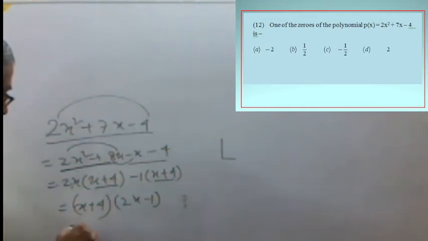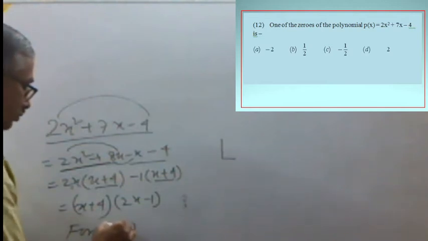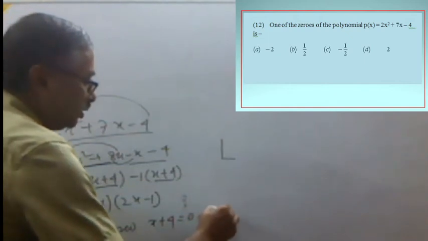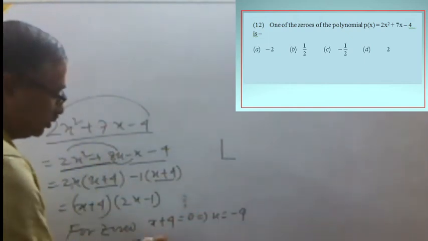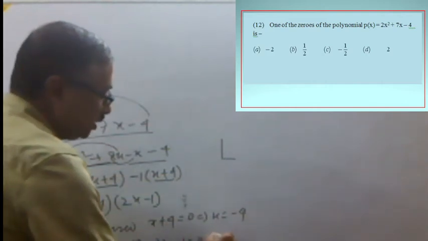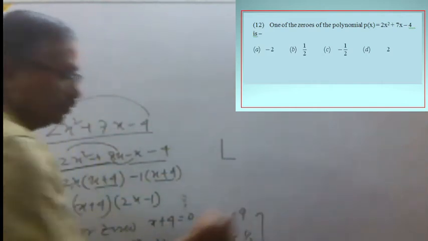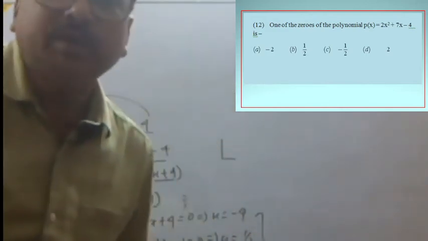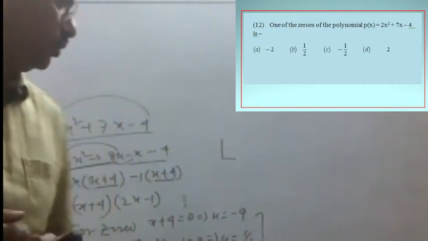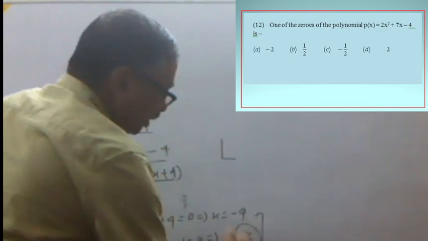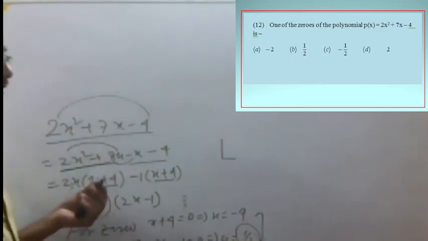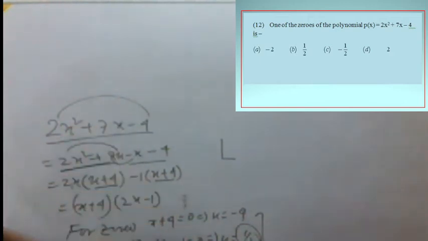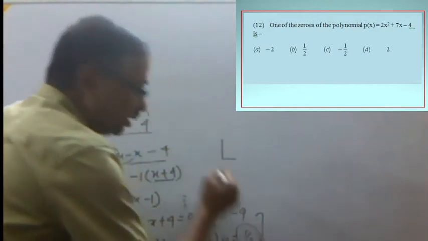Now for zeros, the first term equal to 0 implies x equal to minus 4, or 2x minus 1 equal to 0 implies x equal to 1 by 2. These are the two zeros, but we have to find only one. Out of the options, which one is correct? Option B is correct. This is given as 1 by 2, minus 4 is not given. According to the question, we have to find only one zero, but since this is a quadratic polynomial, there are two zeros, so here option B is the correct option.